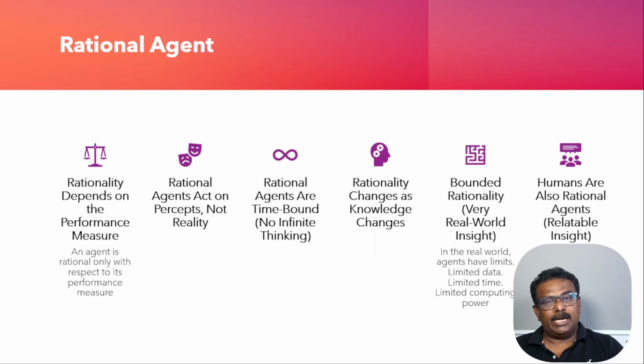One of the key characteristics of the rational agent is that it is time bound. So it won't think indefinitely. It has to think and provide the decision in the shortest possible time.